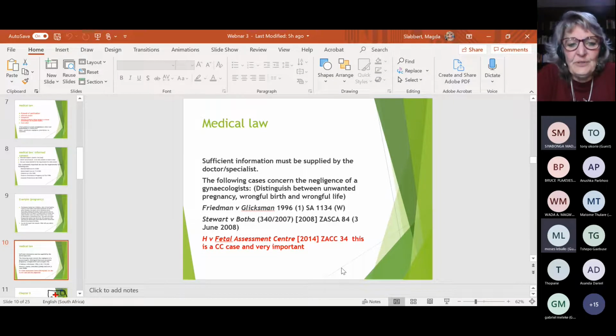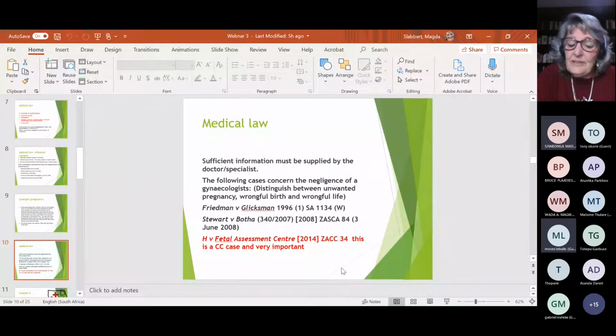And wrongful birth claims you will see in Friedman versus Glicksman and Stewart versus Botha. That is where the parents of a disabled child go to court and claim damages because they would have aborted the child. Now they have the child and they need money to care for that child. But it is the parents that are claiming damages. Do you see the difference between wrongful birth and wrongful life? Wrongful birth must be brought within 3 years before prescription can be raised. It is done by the parents.